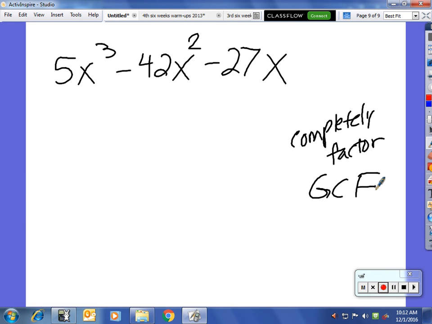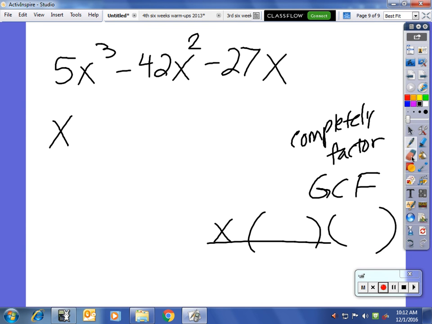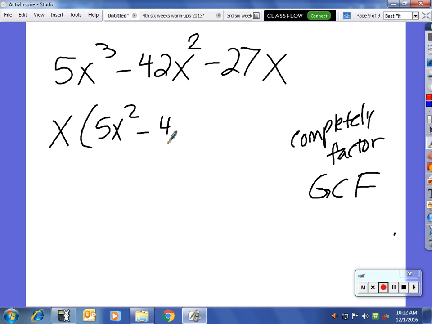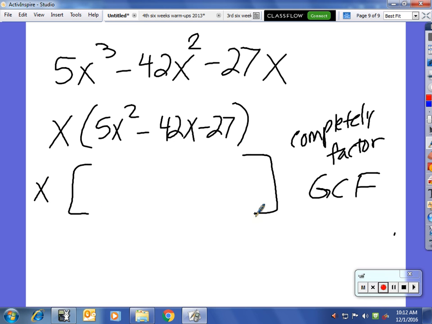What is the GCF here? X. That's part of my answer. I might as well go to my answer column right now and write down an X. There better be an X in my answer column. Okay, so factor out an X, and what I'm left with is 5x squared minus 42x minus 27. Then I'm going to keep on bringing down that x, and I might want to write the rest of this in brackets. Now I've got to keep factoring.